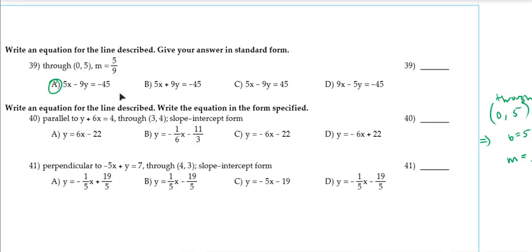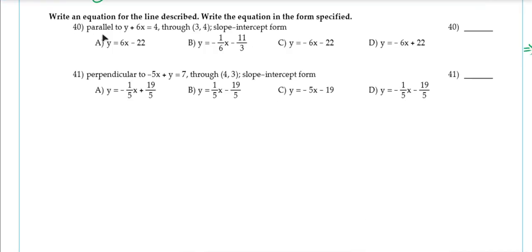Notice how similar the rest of them were. We have to be very careful with our signs here. For questions 40 and 41, we're given things about parallelity and perpendicularity compared to certain lines, and then we're asked to find other lines in slope-intercept form.